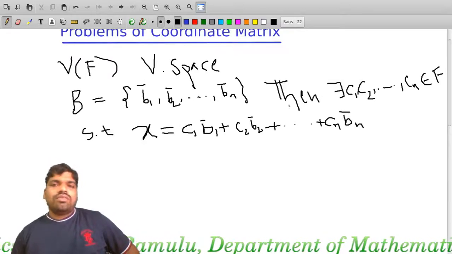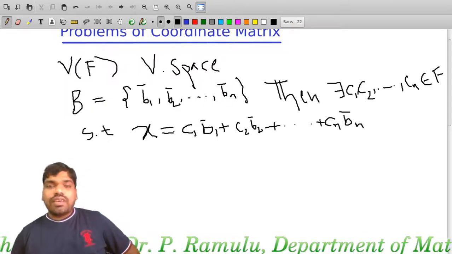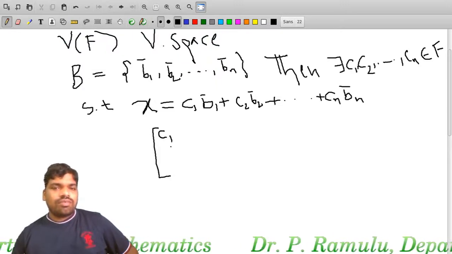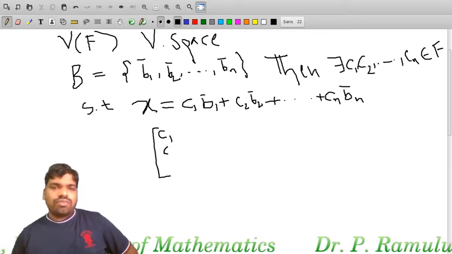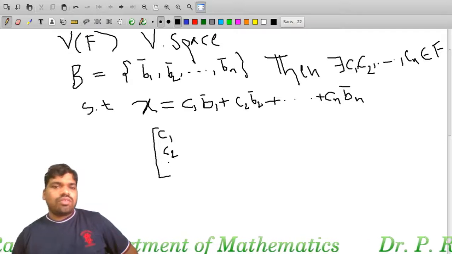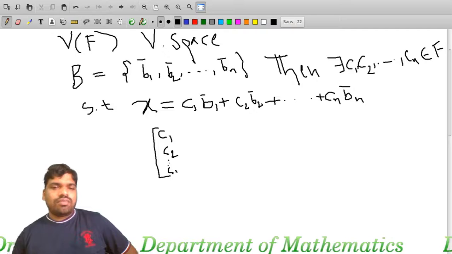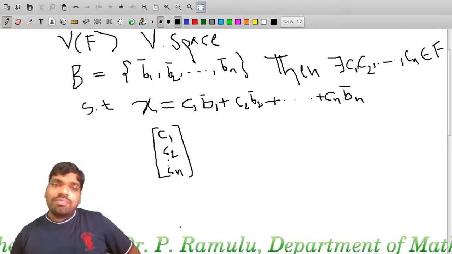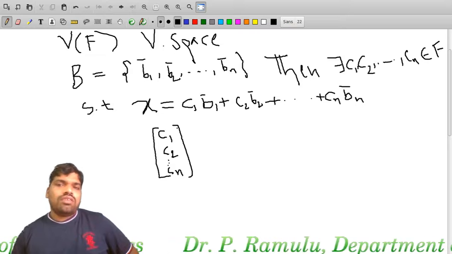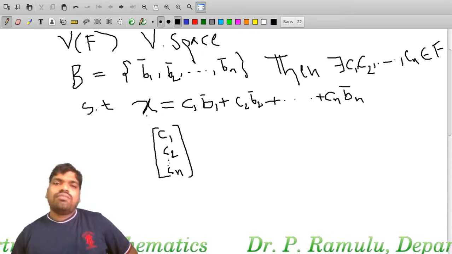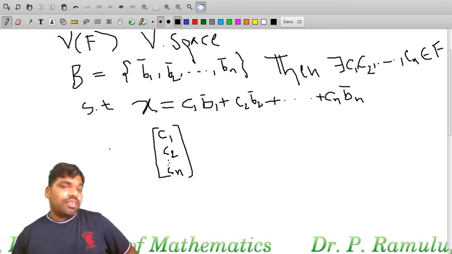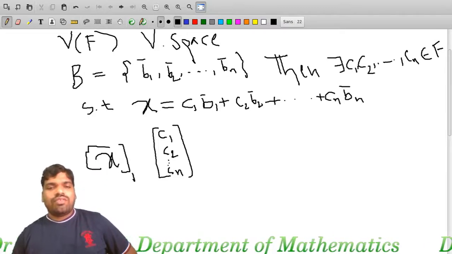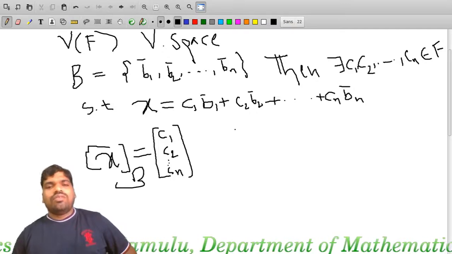Further, we call this vector c1, c2, ..., cn, this matrix, the coordinate vector. It is denoted by x_B.